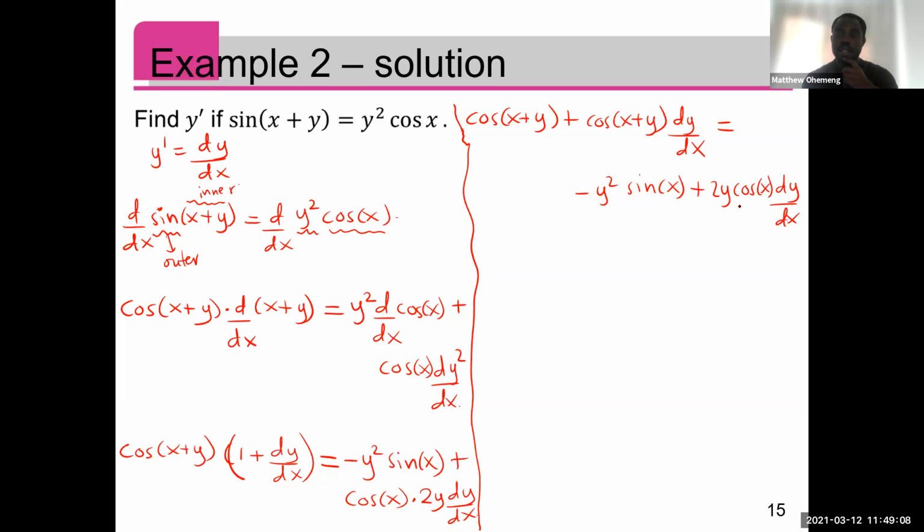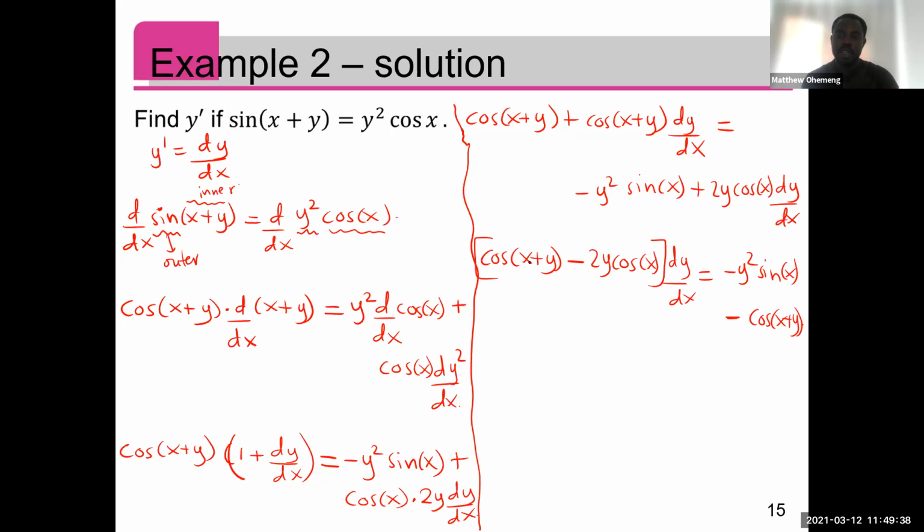But then I see a dy over dx term here and a dy over dx term here, so I can combine like terms. So I have cosine of (x plus y) minus 2y cosine of x, all times dy over dx, equal to minus y squared sine of x and then minus cosine of (x plus y).